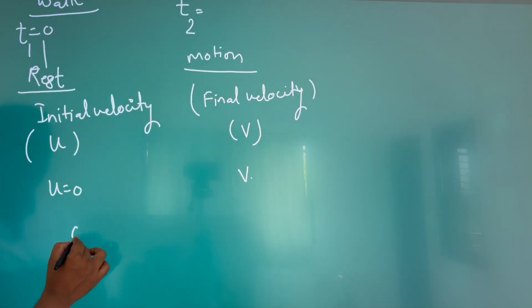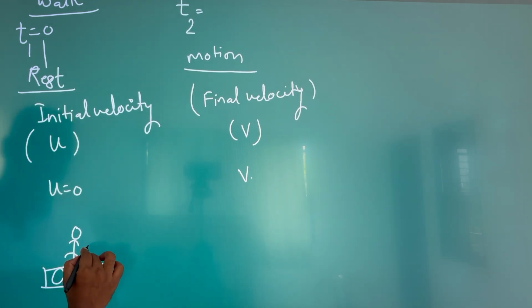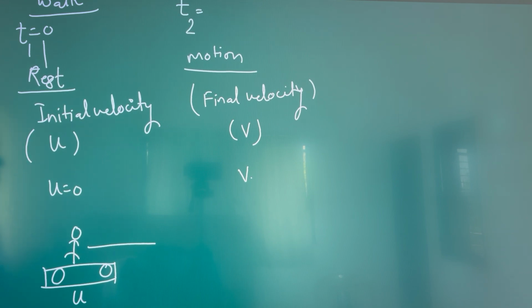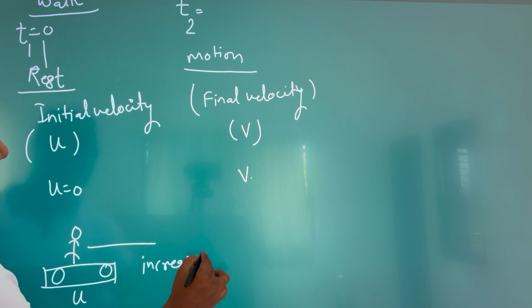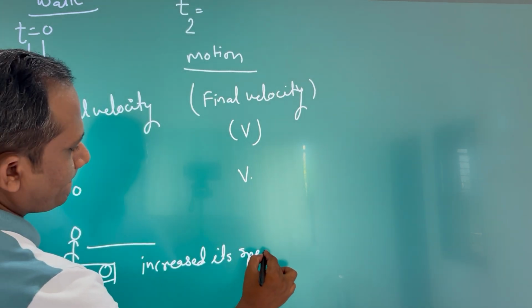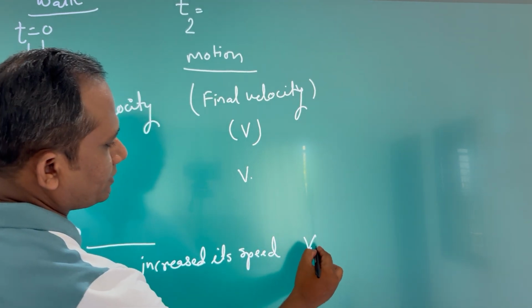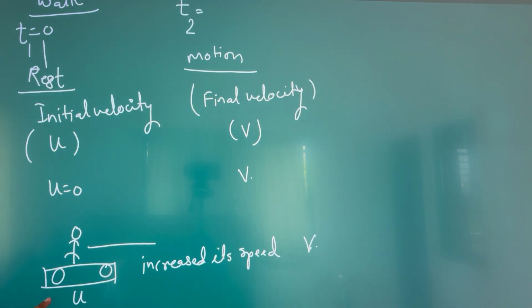Now if this person is riding a bike or car, and has a particular initial velocity u, because the car is already moving, and after that he increases the speed and acquires a certain velocity v, here this person is not at rest. If the person is at rest, we can take the initial value as 0. But now this person is in motion, so it has a particular velocity.